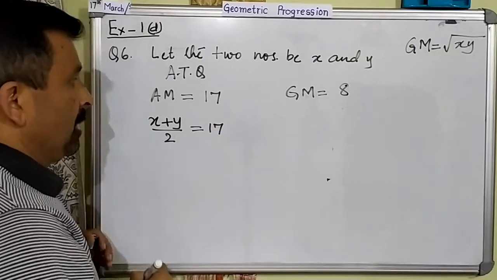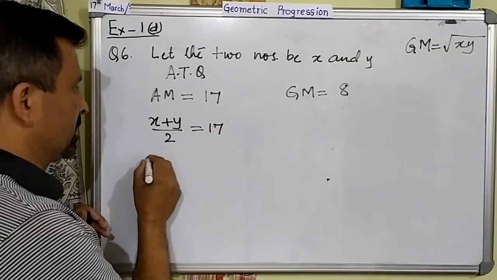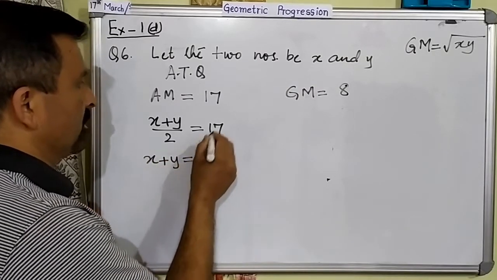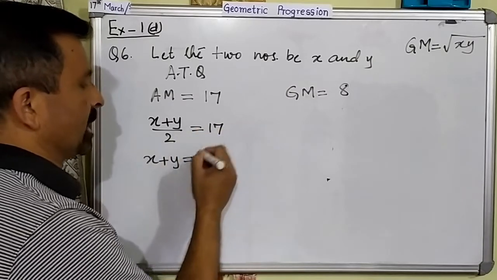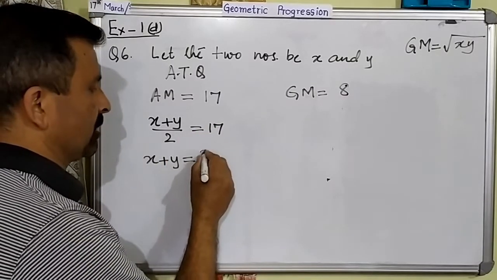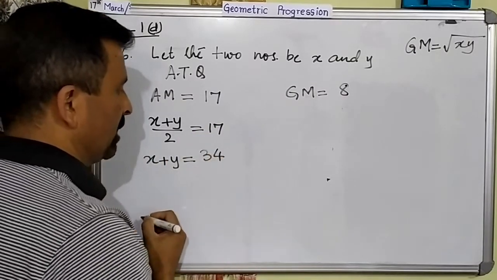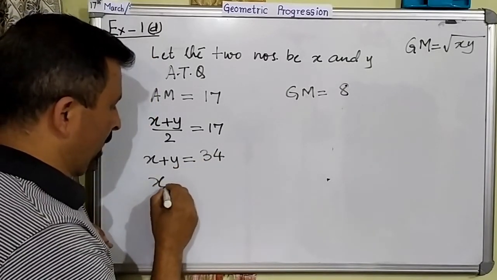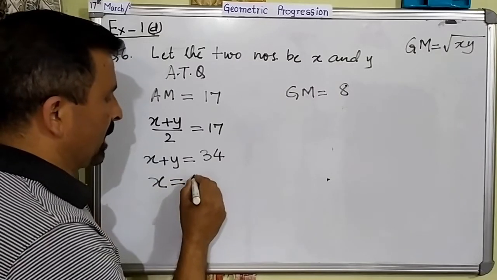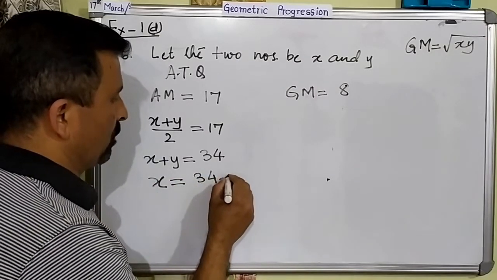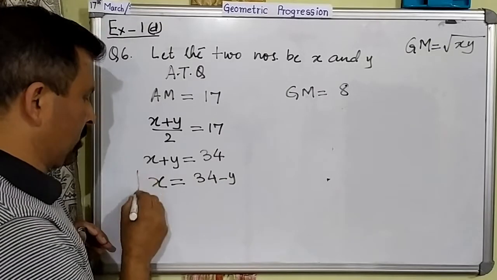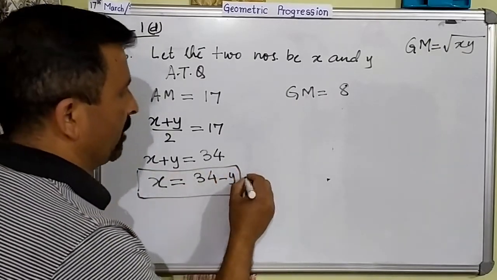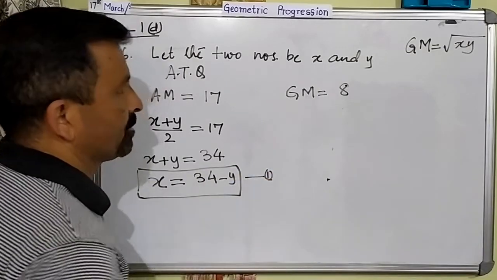Alright. Now from here x plus y is equal to 17 times 2, since 2 goes to the right-hand side and is multiplied by 17, so it gives you 34. Now from here we can calculate the value of x. So this will be 34 minus y. We have calculated the value of x. This is your value of x, and we will name this equation number 1.